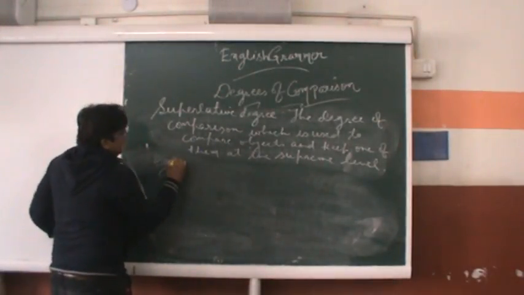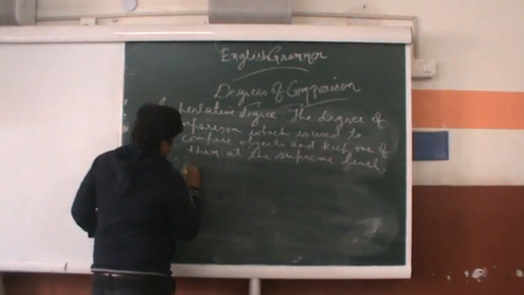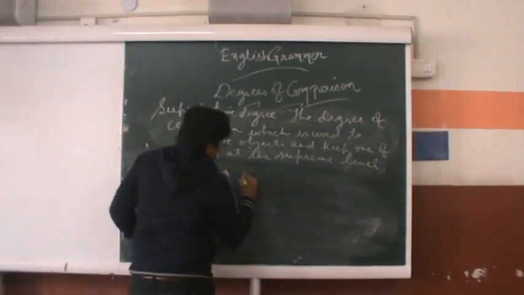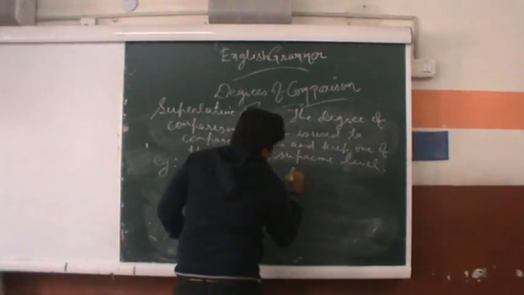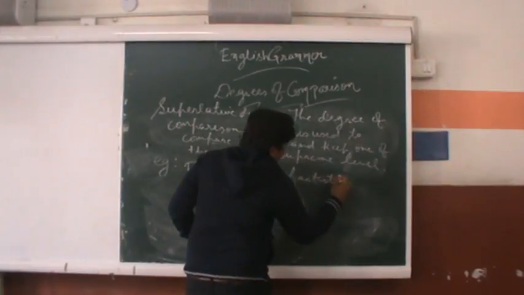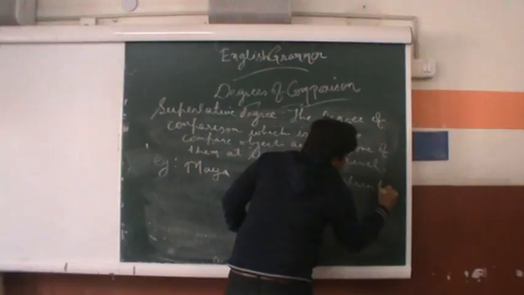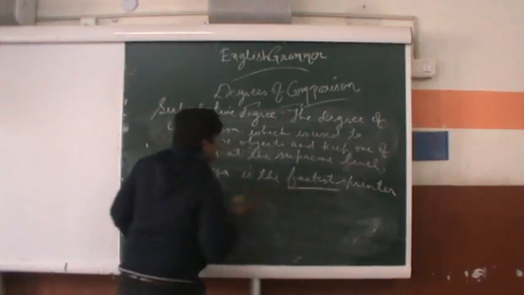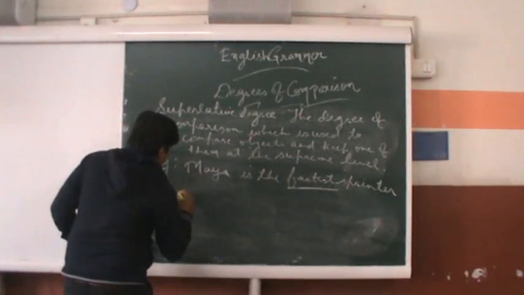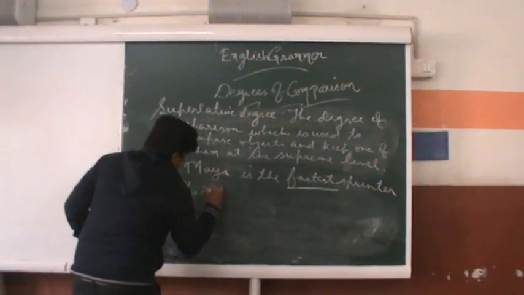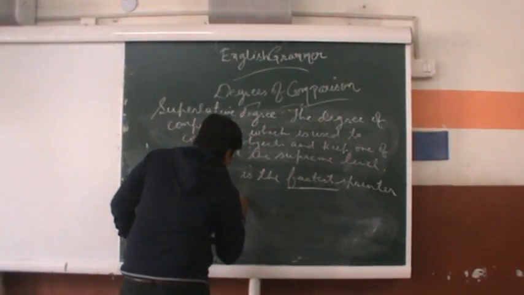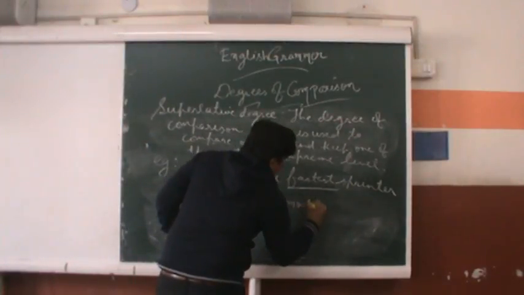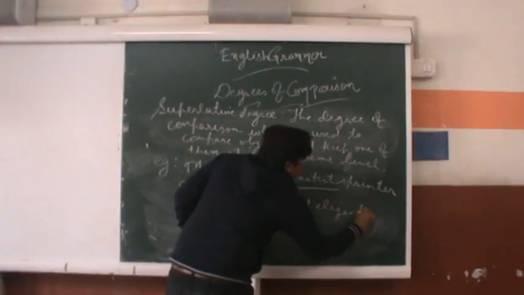See, as an example, I can say Maya is the fastest sprinter. Sprinter is a synonym for runner. Maya is the fastest sprinter, or Shikha has the most elegant style of speech.